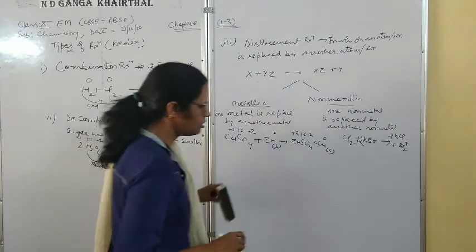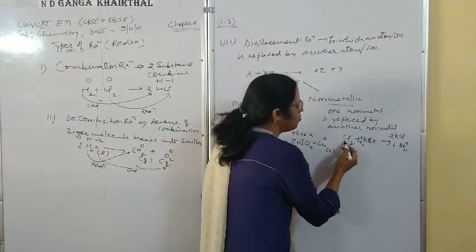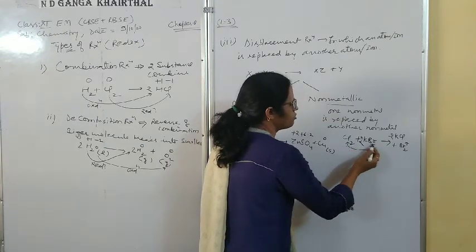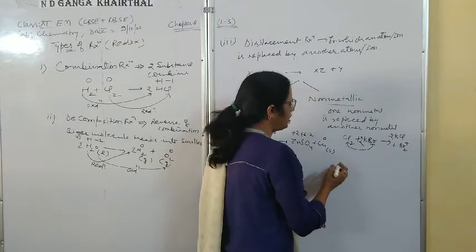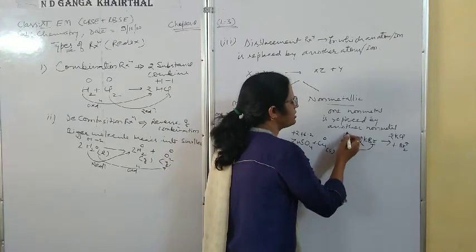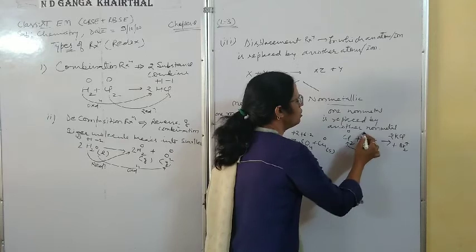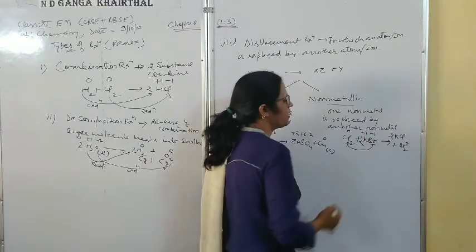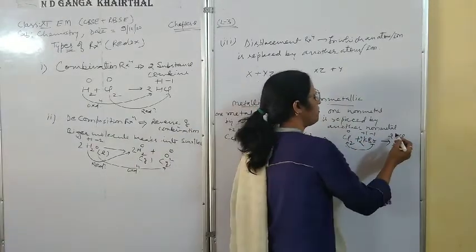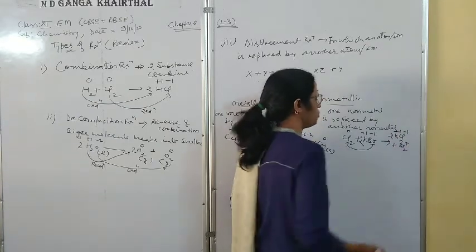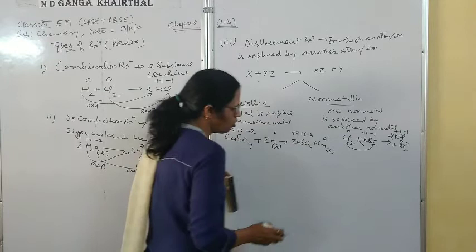So here in Cl2, Br is replaced by Cl. So one non-metal is replaced by another non-metal. Find out the oxidation number. Cl2 is in gaseous form, so its oxidation number is 0. Potassium is plus 1, Br is minus 1. Here again potassium is plus 1, Cl is minus 1 and Br2 is 0. Clear?